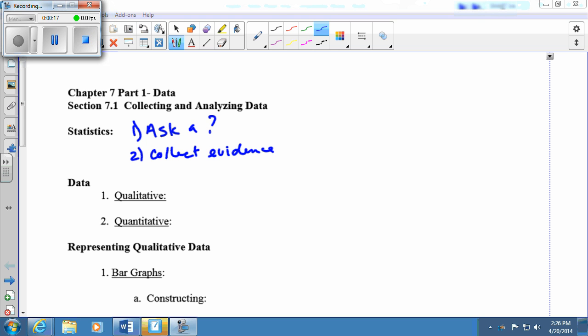So your evidence is what we call data. So we have two words here. We have data, which is plural, and we have datum, which is singular. But you're going to go get your evidence, which is the data that you're going to collect regarding your question.